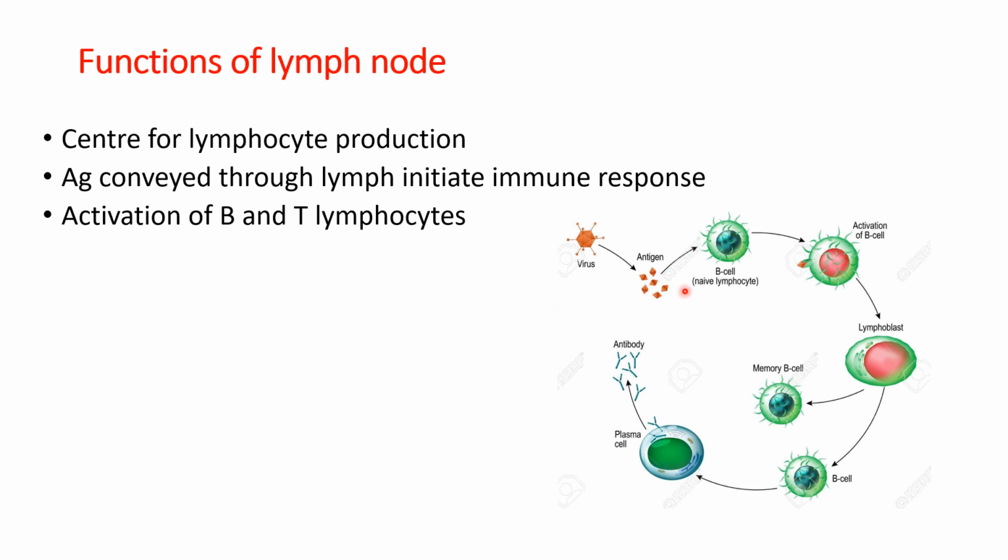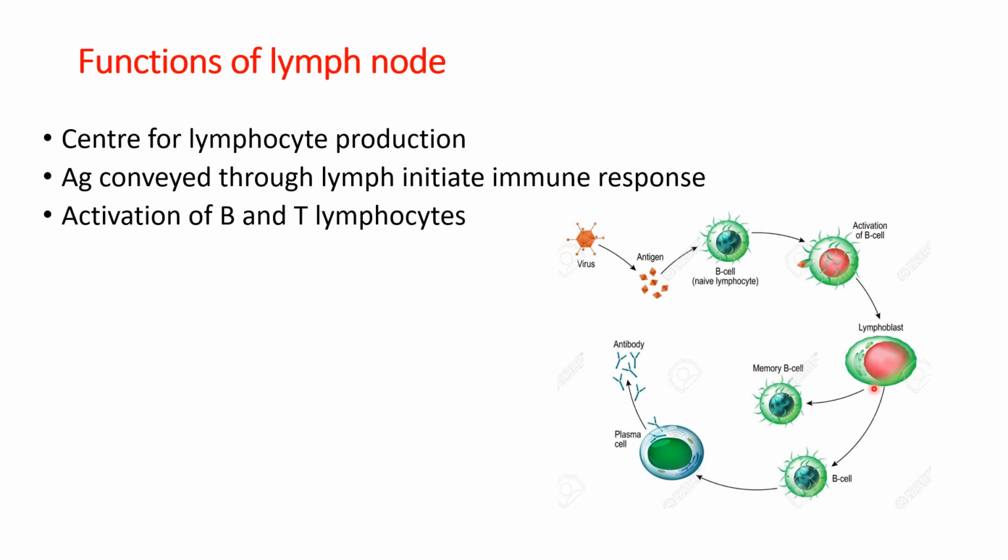Just one word about B lymphocyte differentiation. When the naive B lymphocyte gets activated by an antigen, it will actively divide and become a lymphoblast, also called here the plasmablast. This plasmablast will migrate to the bone marrow and keep producing antibodies for prolonged periods to counter the antigen that has come into the body.